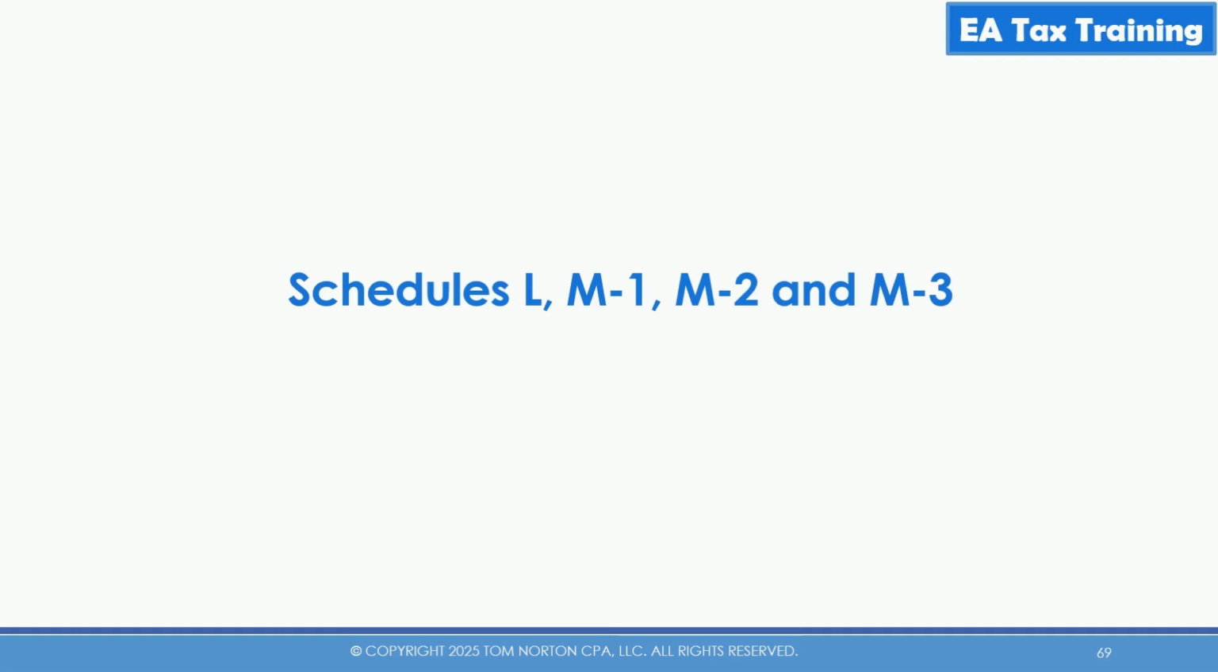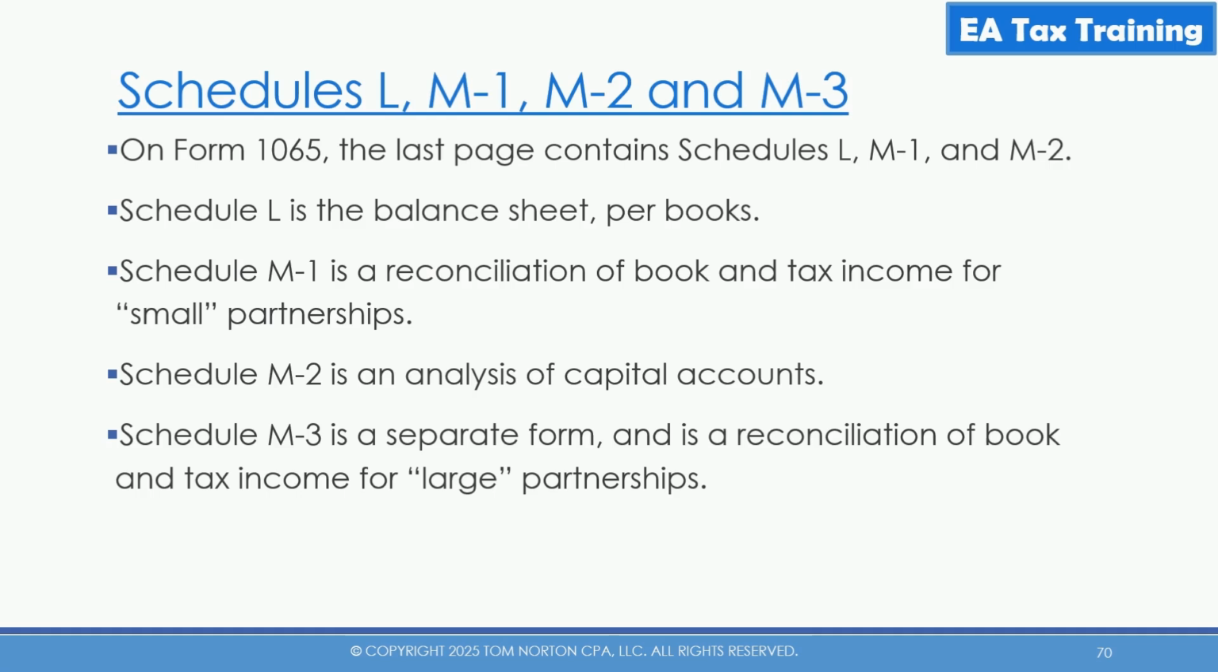Now let's look at Schedules L, M1, M2, and M3. On the Form 1065, the last page contains Schedules L, M1, and M2. Schedule L is, of course, the balance sheet per books. That is the same for all the business returns. Schedule L is the balance sheet. Schedule M1 is a reconciliation of book and tax income for quote unquote small partnerships. Schedule M2 is an analysis of capital accounts.